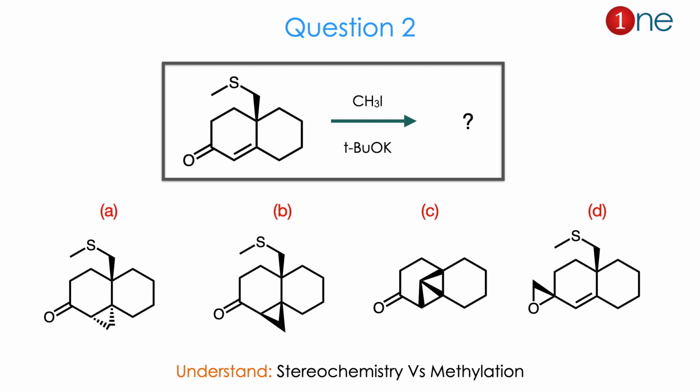Then question number 2. The starting material is a bicyclic system with a conjugated ketone. On the fused carbon you have a thioether. Here you are using methyl iodide and base. They ask you to find the product. The products are mostly methylated ones on the alkene side, and sometimes the sulfur is also lost in the products. So C is complete elimination of sulfur, and D is methylation at the C=O double bond. So definitely the question is about methylation. You have to understand that there is a role of stereochemistry, because the bonds are specified and their relationship with methylation is also in the question.